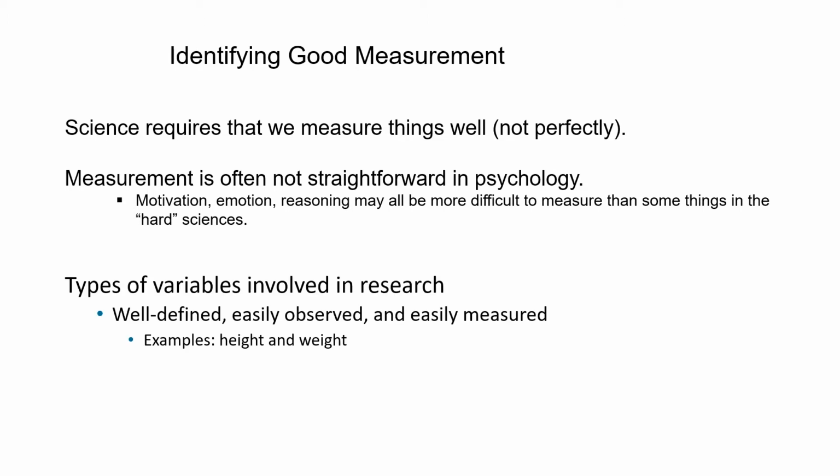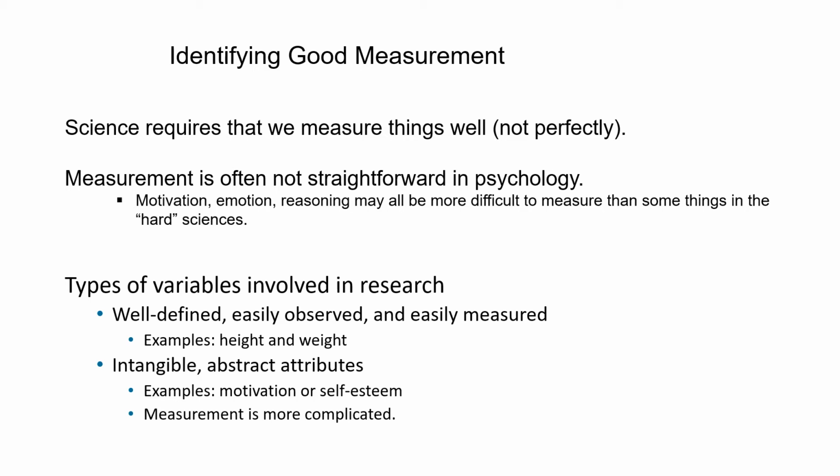But when it comes down to it, there's two types of variables involved in psychological research. Well-defined, easily observed, and easily measured variables like height and weight, things that we can clearly define and easily observe and easily measure. But then there's the more likely things in psychology, and these are intangible abstract attributes. Things like motivation, self-esteem, all of the different personality traits. Psychological disorders fall under this.